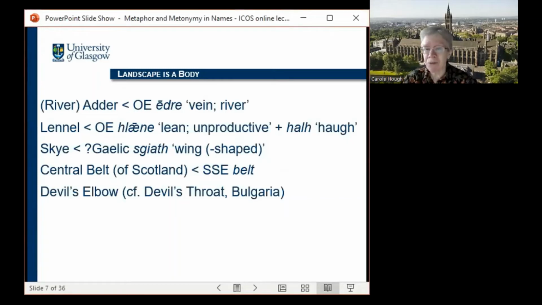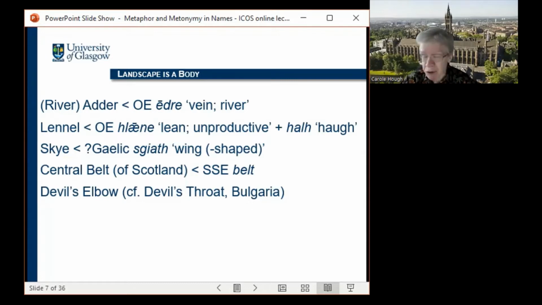We also find metaphors from the internal body, as with the adder, with a word for a vein or an artery used of a watercourse. We find metaphors from the healthy or diseased body, as with lennel, a lean or unproductive hoch or water meadow. Also from the animal body, as potentially with the Isle of Skye, if the name is from a Gaelic word for wing, referring to the shape of the island. And from the clothed body, as with the central belt of Scotland.